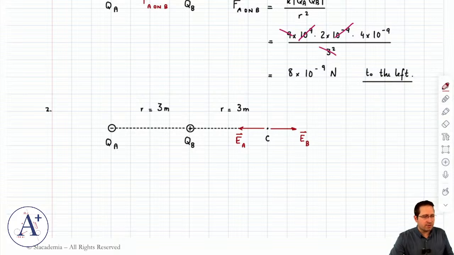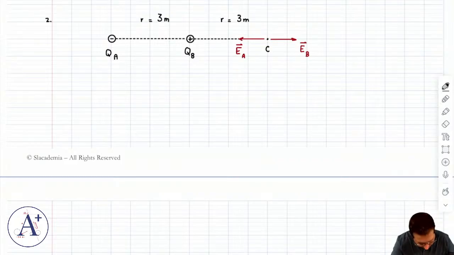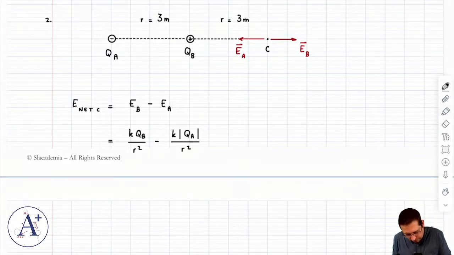And if we want the field strength at point C, we're just going to say that the net electric field E net at C is simply E sub B minus E sub A, which is going to be k times the absolute value of, well, QB is positive, so I'll just call it QB. I don't really need the absolute value. It's k QB over r squared minus k times the absolute value of QA over r squared. Okay, another word of caution here.